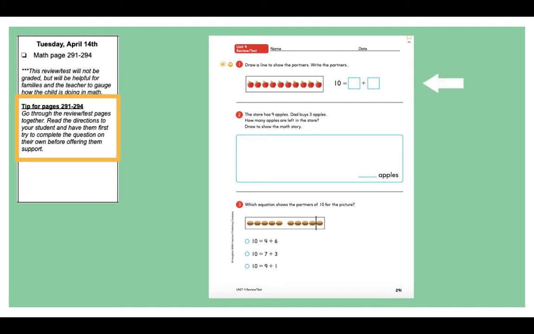Number 1 says, draw a line to show the partners, then write the partners. So just like you did in all the other worksheets, you're going to draw a line between two of your apples and then write the numbers in the boxes.